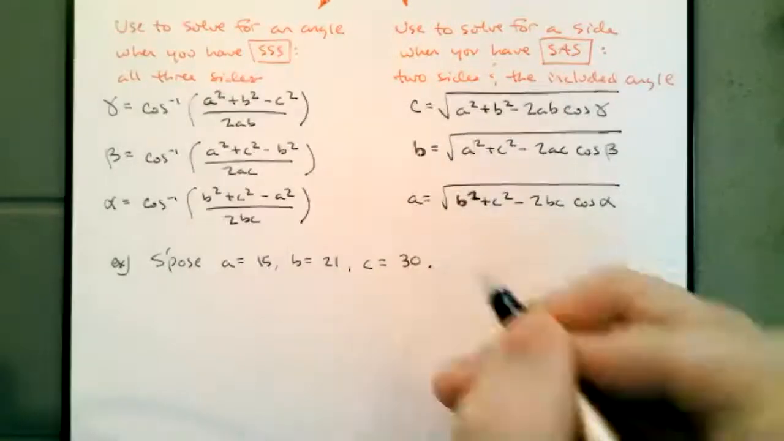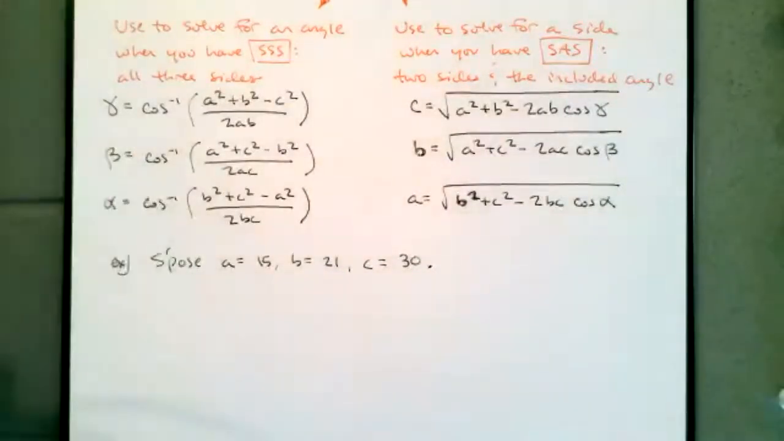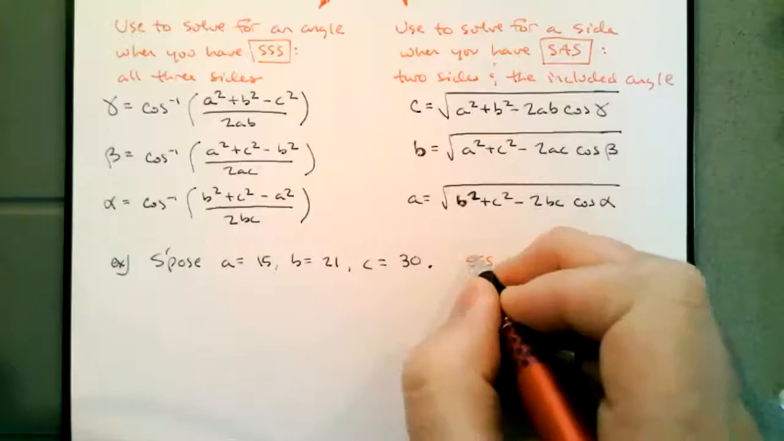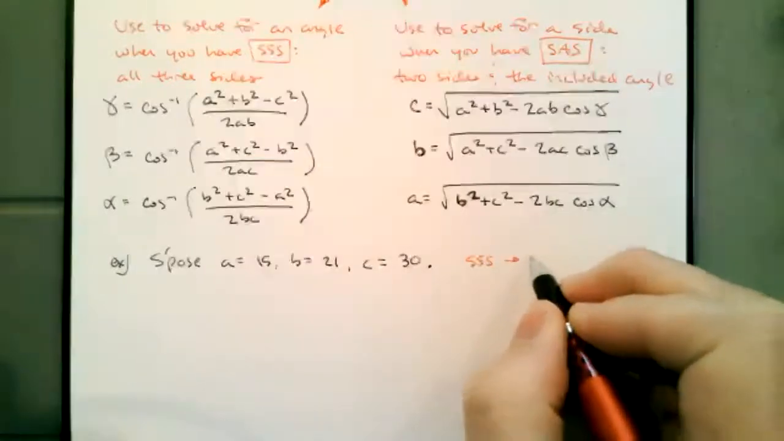So suppose that we're trying to solve a triangle and we're given all three sides. So we identify this, we have all three sides. This is the SSS case. And that means we should use the law of cosines.